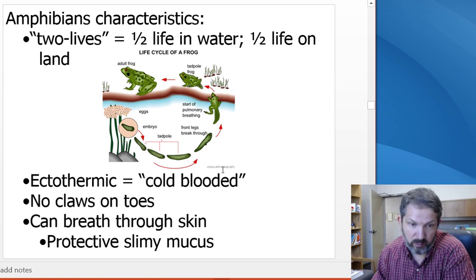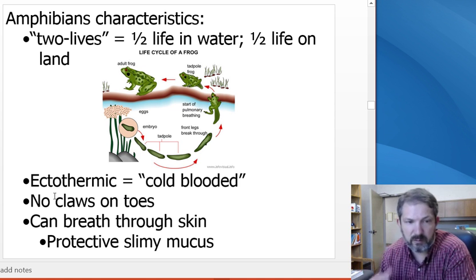Like fish, they are ectothermic. So fish, reptiles, and amphibians are all ectotherms. Birds and mammals are endotherms. They generate that internal body temperature. How are reptiles and amphibians different?